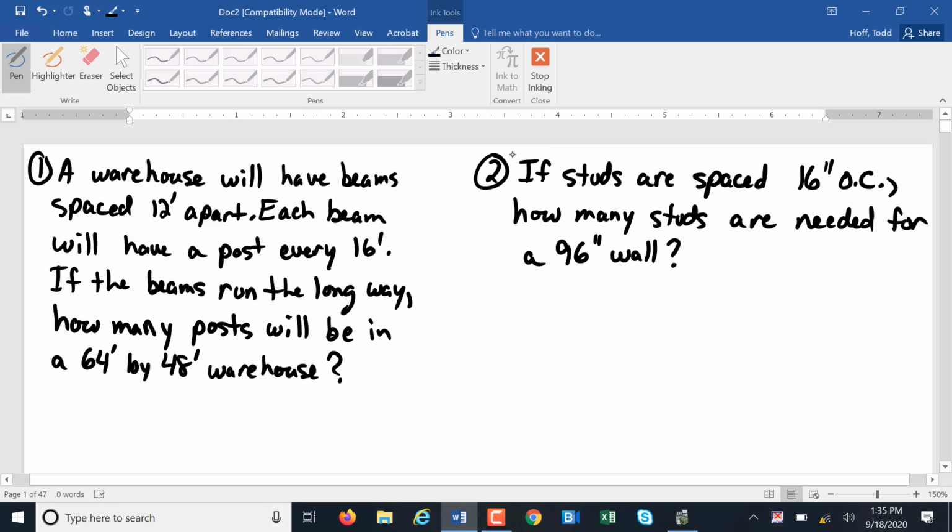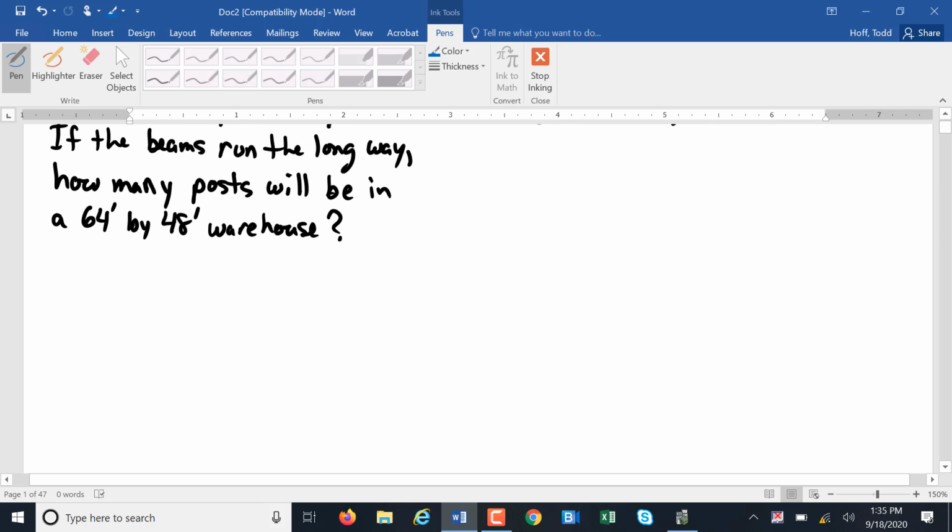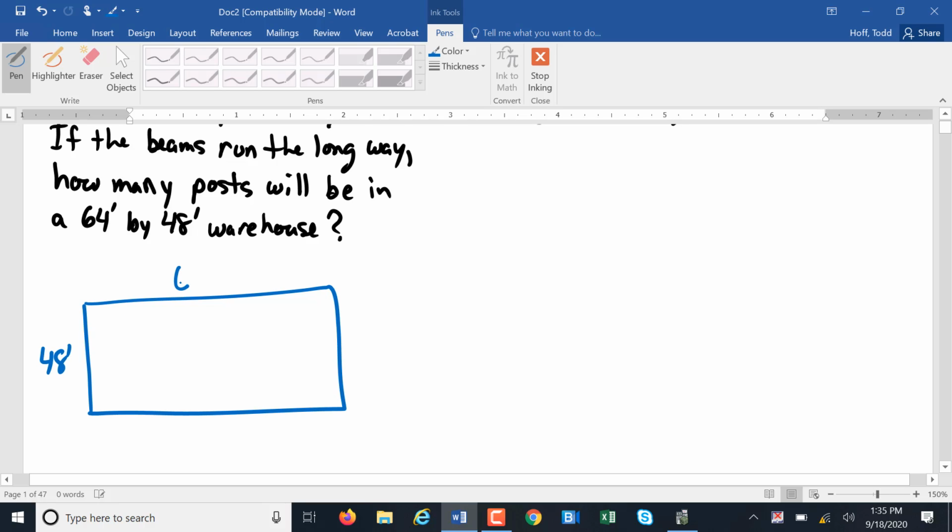So the first one here is a little tough to visualize without a picture. So I'm going to start out by drawing a picture. We have a warehouse that is 48 feet by 64 feet.